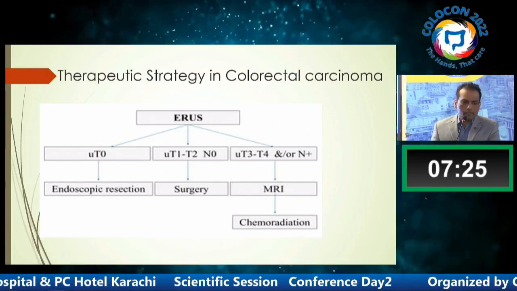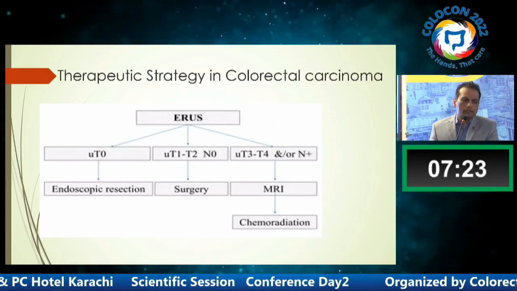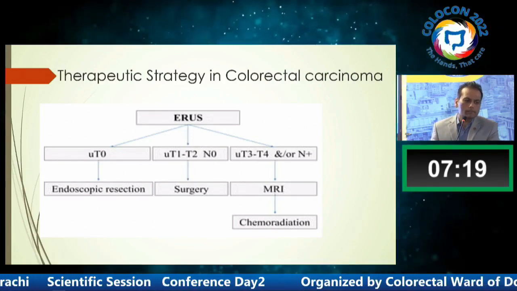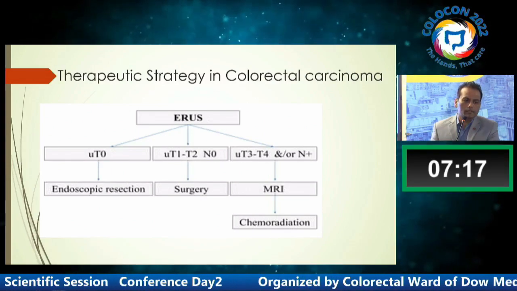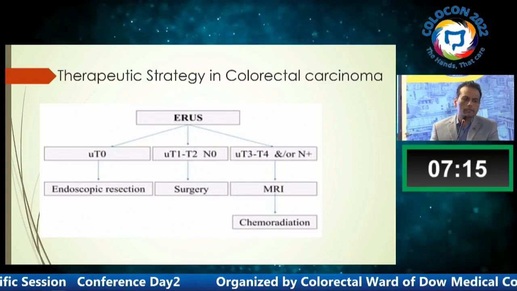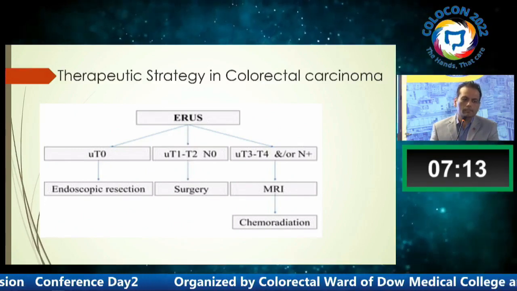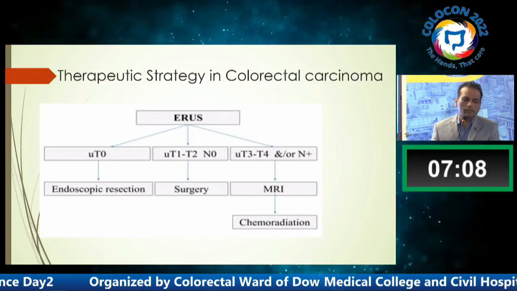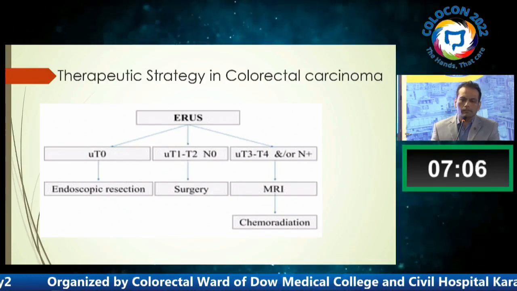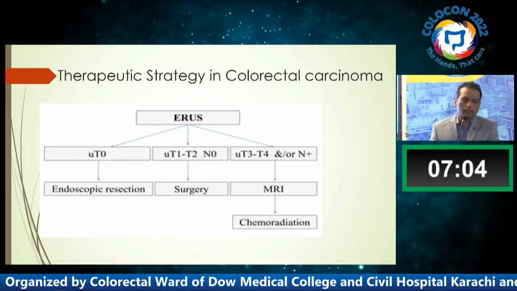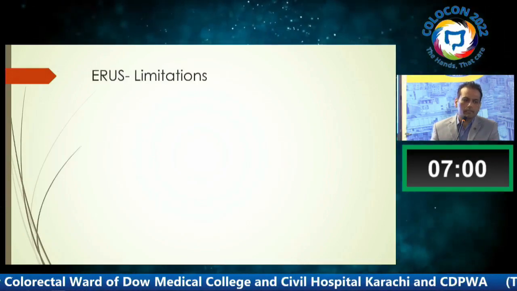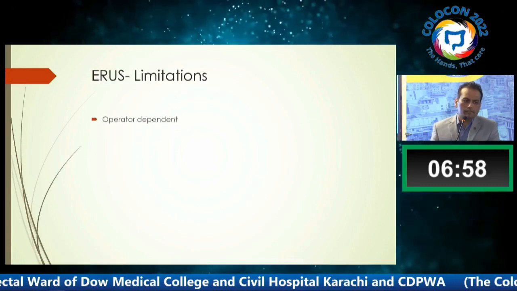So the therapeutic strategy in colorectal cancer, after doing the endorectal ultrasound: if the tumor is uT0, then the patient goes for endoscopic resection. If the tumor is uT1 to T2, then surgery. In T3 and T4 tumors, or tumors with node positivity, the patient goes for MRI followed by chemoradiation, depending on the local staging.